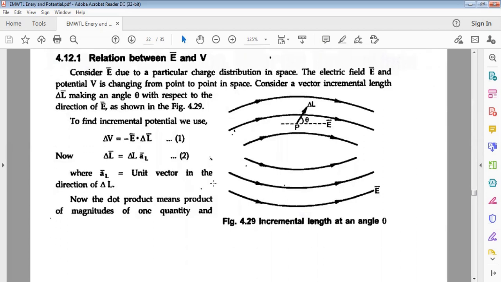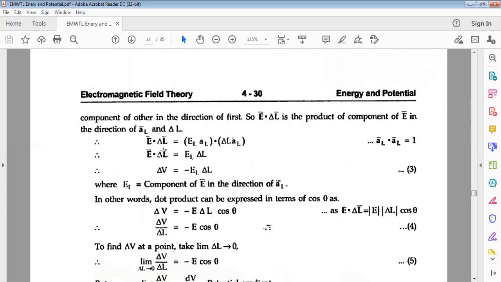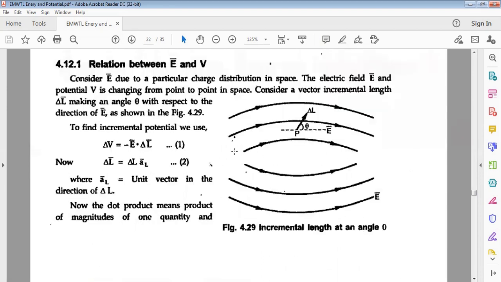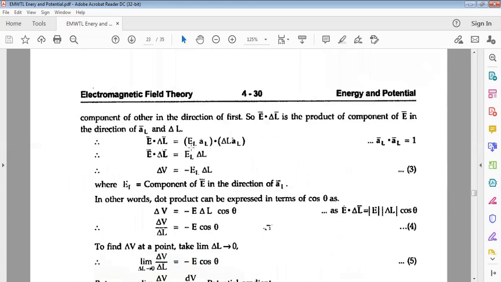Now the dot product E bar dot delta L bar. E is in the L direction, so it is E L into L bar dot delta L into L bar. So E bar dot delta L bar is the product of the component of E bar in the direction of L bar and delta L. So E bar dot delta L bar is equal to E L into delta L. And L bar dot L bar is equal to 1.